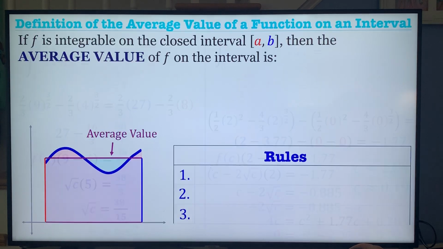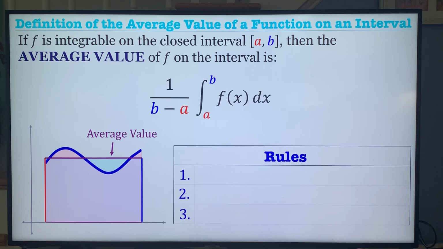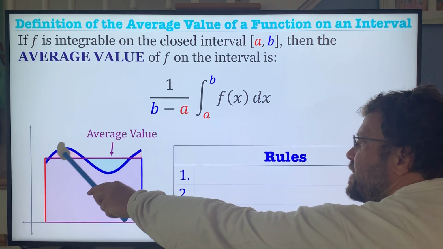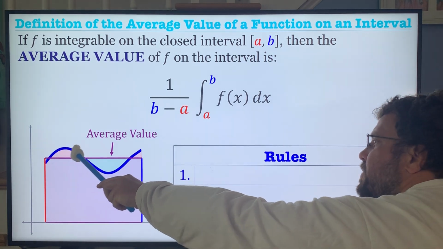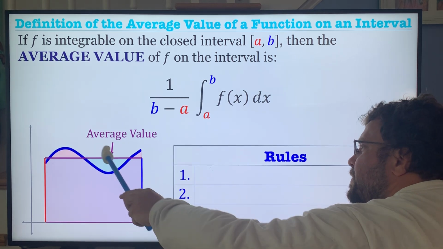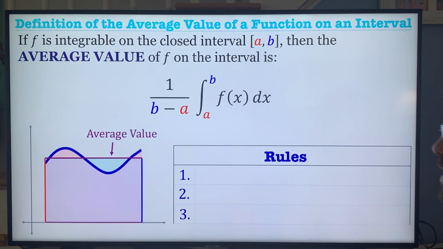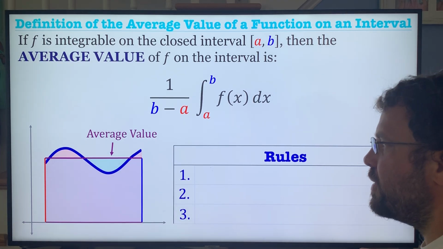Anyway, let's keep on moving here. Definition of the average value of a function on an interval. If f is integrable on the closed interval [a, b], then the average value of f on the interval is 1 over (b minus a) times the integral from a to b of f of x dx. Another formula, a bunch of formulas. Average value is the average: you take the stuff above, take the stuff below, and average them out. There's always a line between where that would make it equal to 0.